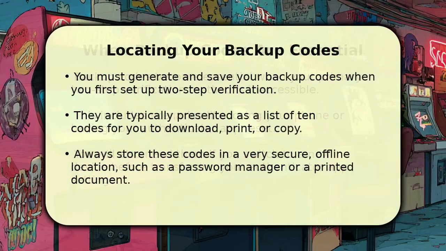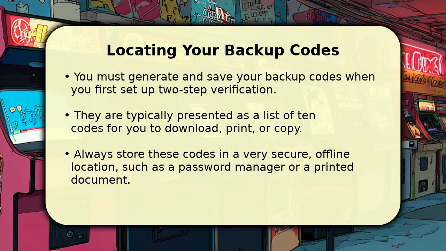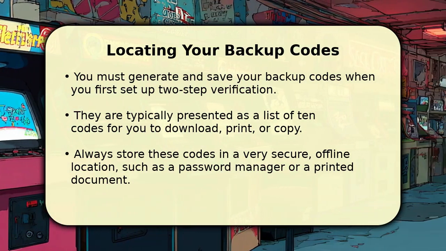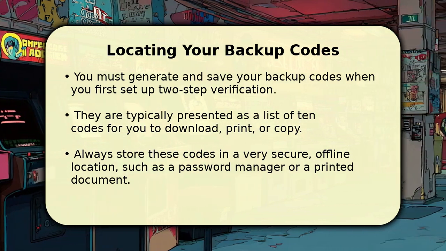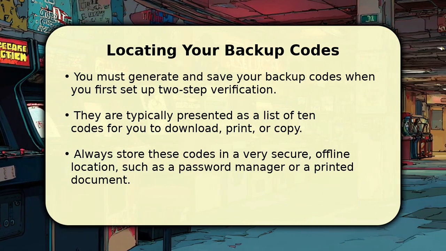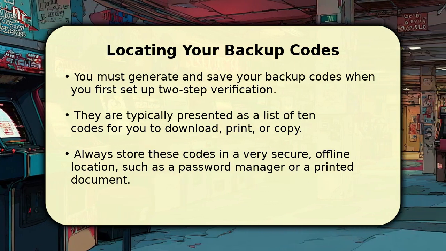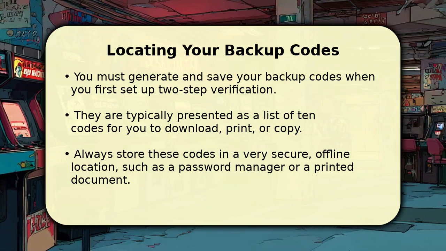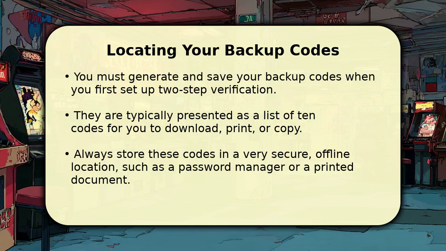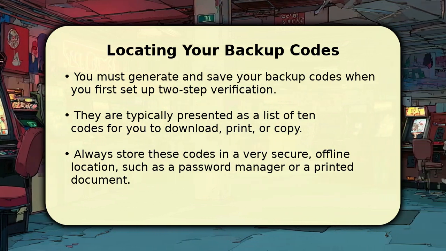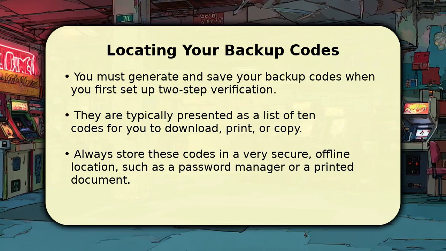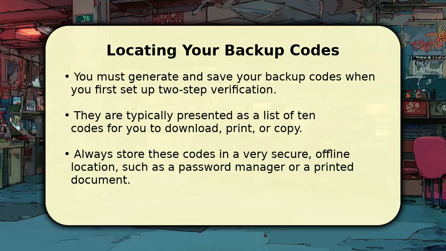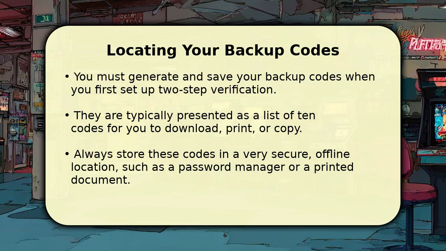access. You actually generate and save your backup codes during the initial setup of your two-step verification. Roblox typically provides a list of 10 distinct codes for you to either download, print, or carefully copy. It is absolutely crucial to store these in a very secure, offline location, perhaps a trusted password manager or a physical printout. Never save them where they could be easily compromised, like a phone screenshot or unsecured cloud storage.